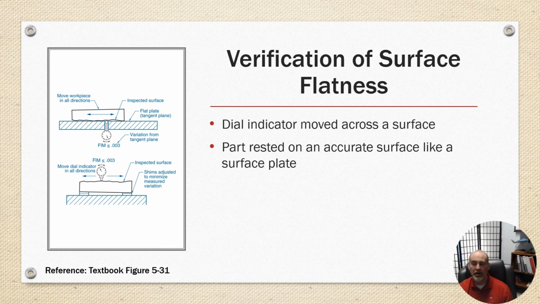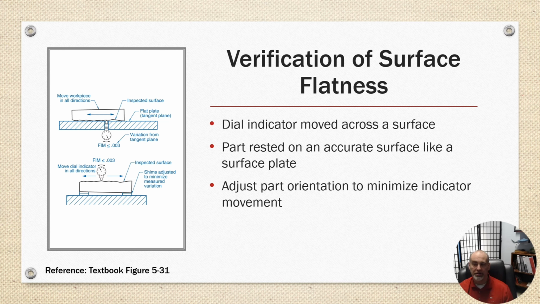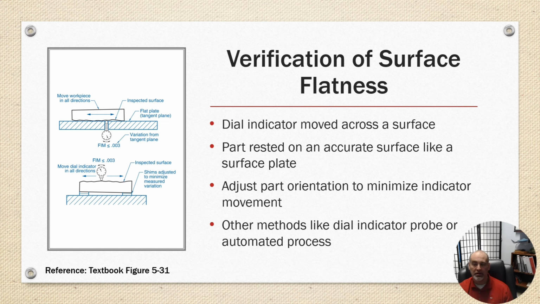And the part rests on an accurate surface like a surface plate, and you can adjust the part orientation to minimize indicator movement. And other methods like dial indicator probe or automated process. The one I've seen most typically used is the one in the lower version.